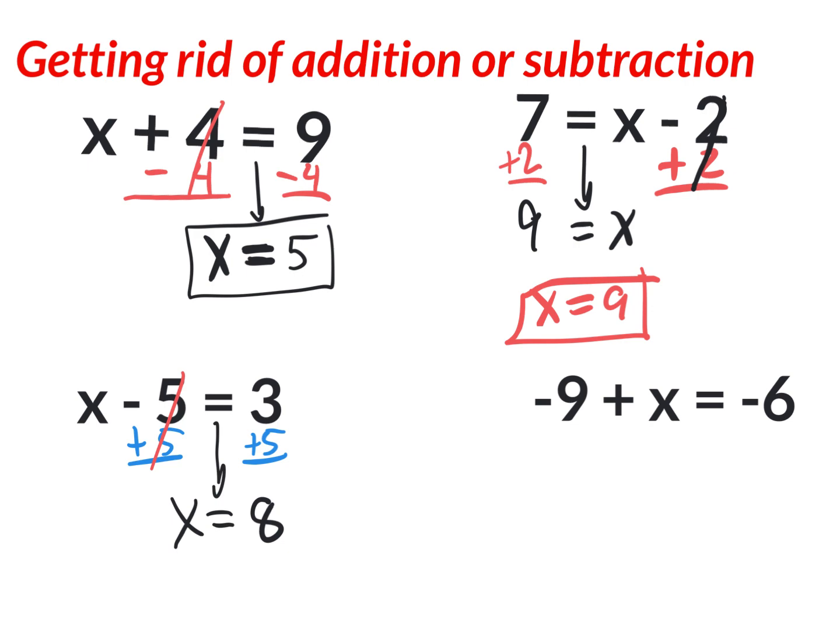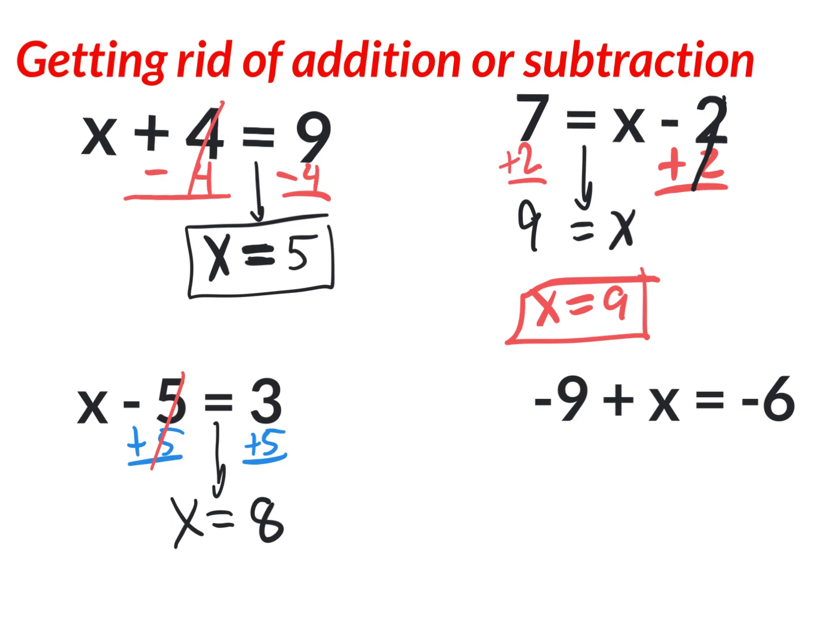But I want you to show your work. I want to see that you're able to get rid of that minus 5 by applying the inverse operation, which is a plus 5. Again, the opposite of plus 4 is minus 4. The opposite of minus 2 is plus 2. I want you to show that. The opposite of minus 5 is plus 5. And what you do to one side, you do to the other side.